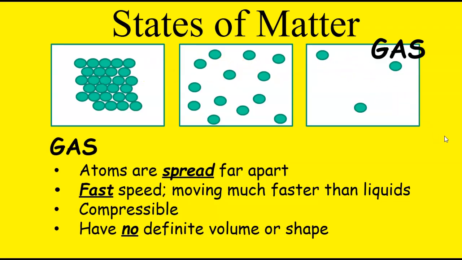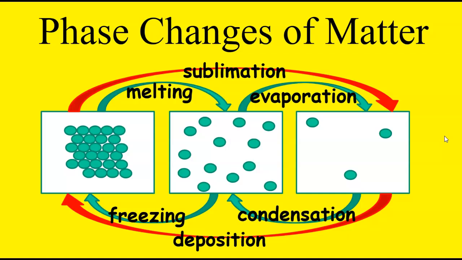Now, on top of that, you also need to know the 6 phase changes of matter. In elementary and middle school, you already know what melting, vaporization, boiling, and evaporation are. You also know what freezing and condensation are. These arrows show you what those phase changes are.